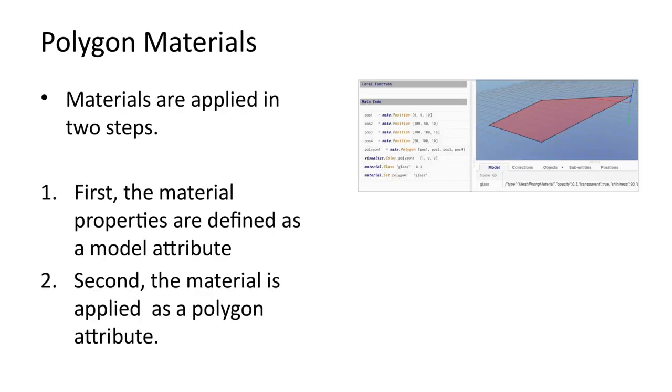A material is applied in 2 steps. In the first step, you define a material, giving it a name and a set of properties. In the second step, you apply this material to 1 or more polygons. You apply it using the material name. This means that if you have many polygons with the same material, you are not redefining the properties multiple times. The properties are only defined once, in the material definition. That one material can then be applied to many polygons.